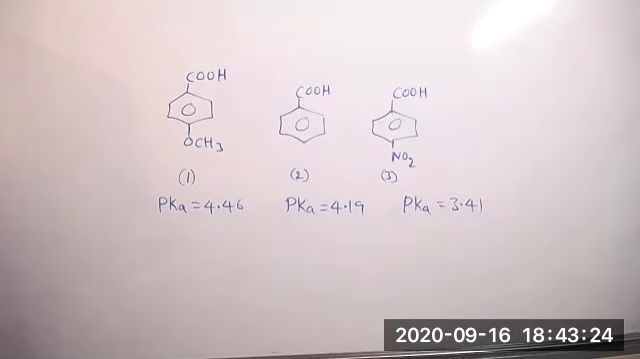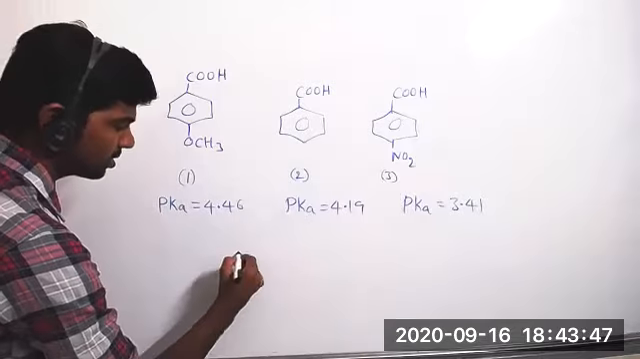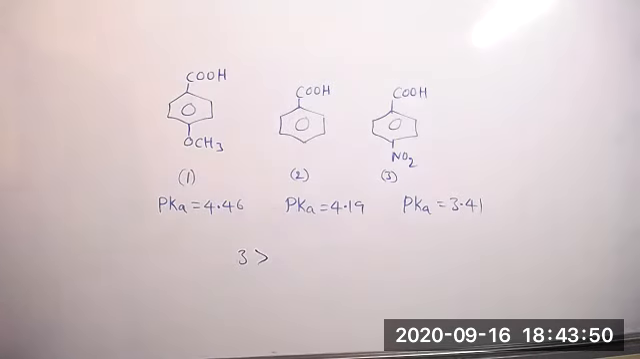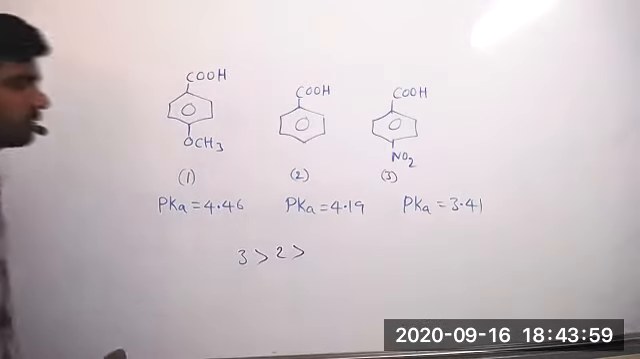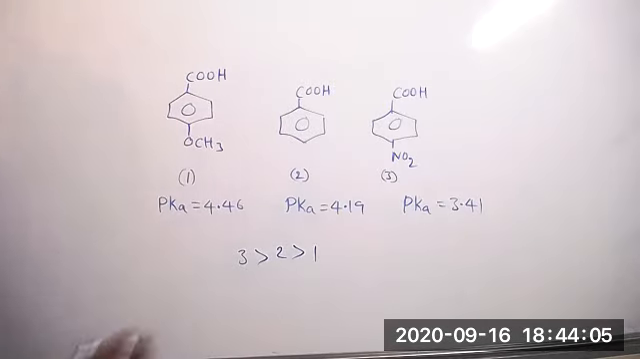Chirag. Dhanush? Sir, it's 3. Yeah, 3 is more acidic. Benzoic acid is attached to the NO2 group. The NO2 group is electron withdrawing, no? So it is more acidic. Next, which one is least acidic? 2, sir. Yeah, 2 is the least, because it has an electron donor group, so its acidic character decreases.